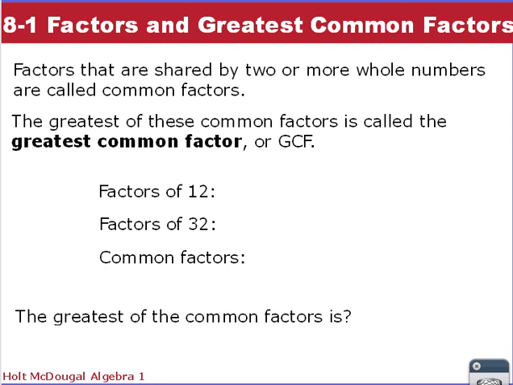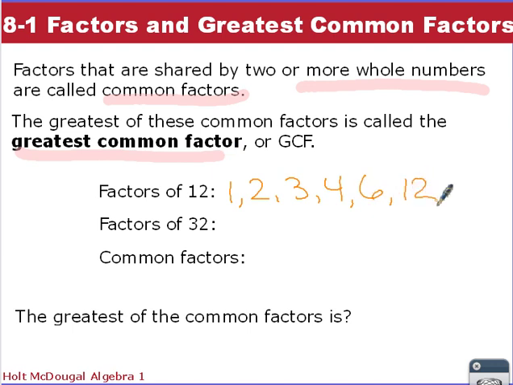Now we're going to look at the greatest common factor. Factors that are shared by two or more whole numbers are called common factors. They have the same factors there. The greatest common factor is the largest of those factors. So for factors of 12, we just break these down. We have 1, 2, 3, 4, 6, and 12. And you can check this by going 12 times 1, 2 times 6, 3 times 4. So we have them all.